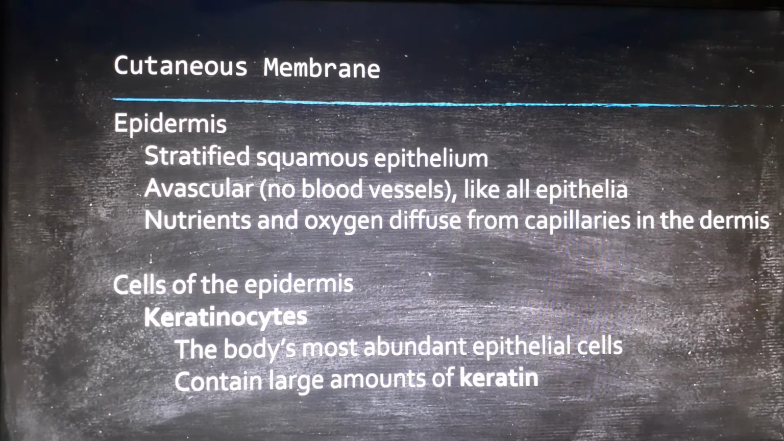Now we have lots of different cells in the epidermis. The biggest, most abundant one is called the keratinocyte. And you can see keratin in its name. That's the protein that we're going to add to our cells to make them nearly waterproof.